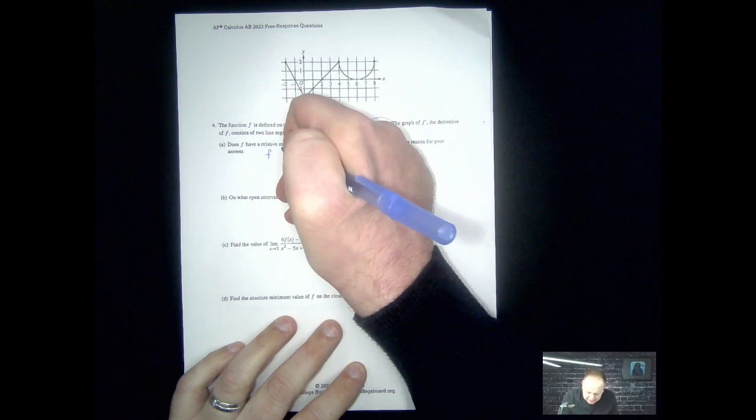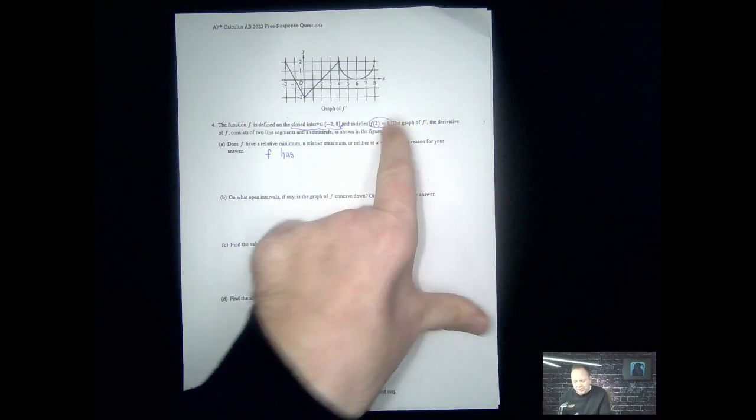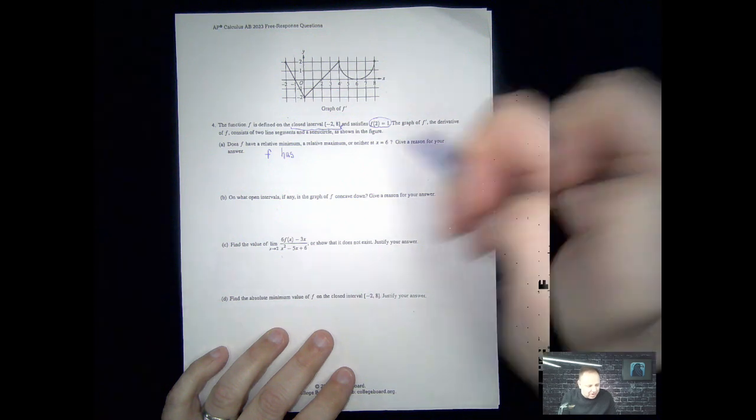And again, in the past or on other FRQs, sometimes they don't give you a starting value for your accumulations. What they do is they give you a rule, and that's where FTC part 2 comes into play, and you got to be careful. All right.